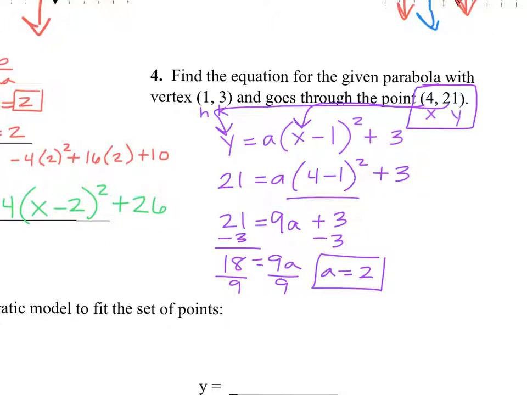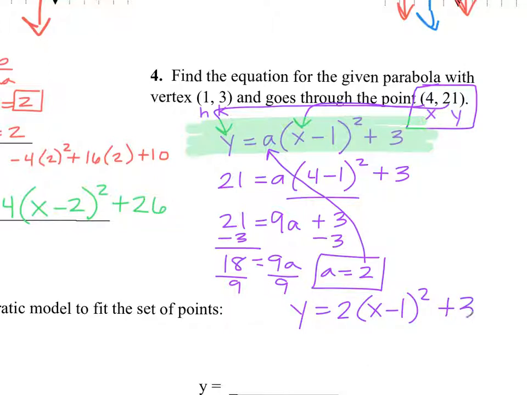Okay? Once you have that, you're going to go back to that very first thing you did, right? We plugged this in. The only thing that's getting replaced there is your 2 is going here. So your new equation is y equals 2 times x minus 1 squared plus 3. You put it back into that very first equation you came up with, the a plugged in. Does that make sense? Yes, no?